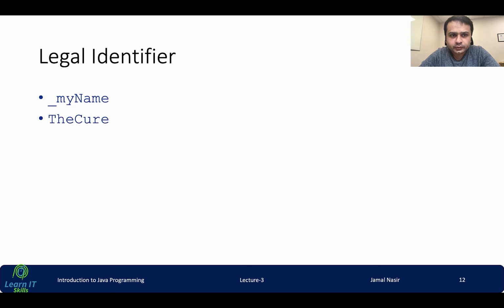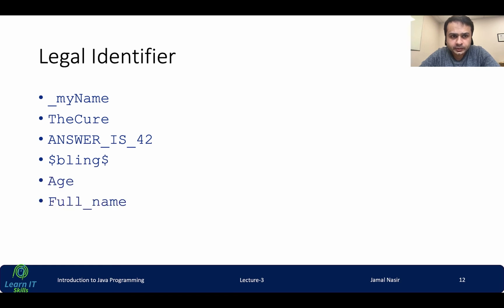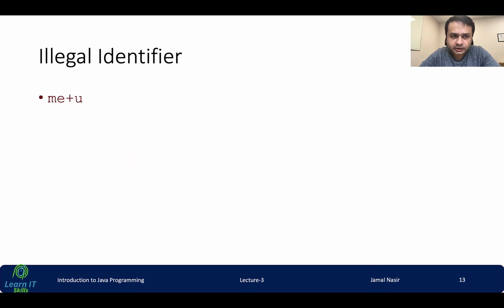These are a few legal identifiers that we talked about in the previous lecture, so please go back if there is any other query about it. These are the legal identifiers, and these are illegal identifiers because they are not starting with letters, underscore, or dollar sign, right? Only three things are allowed.